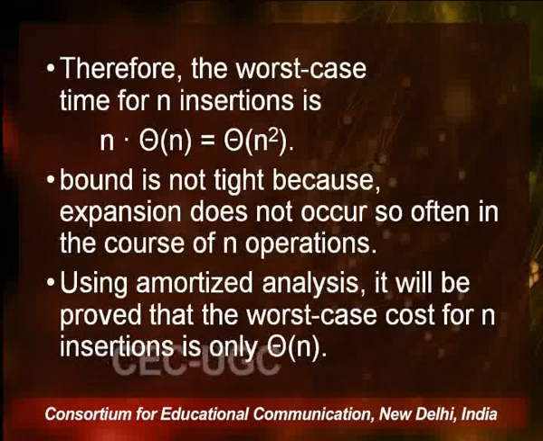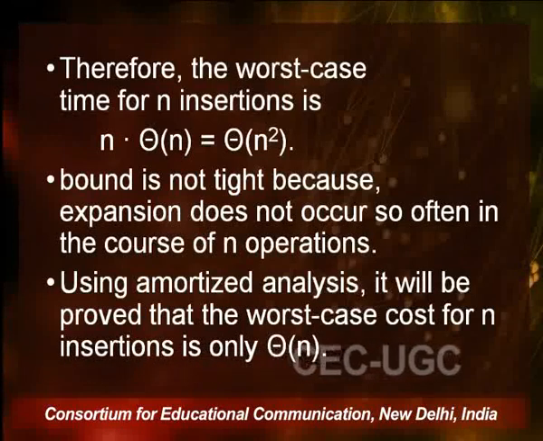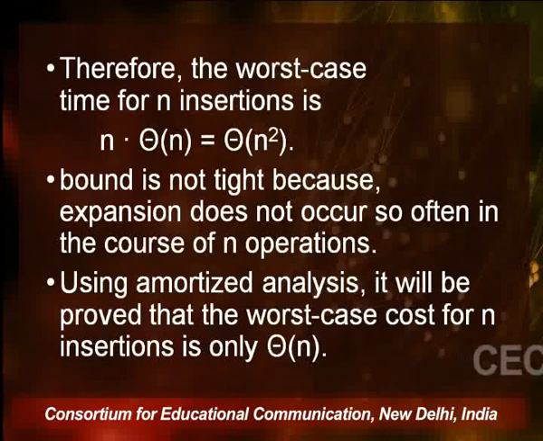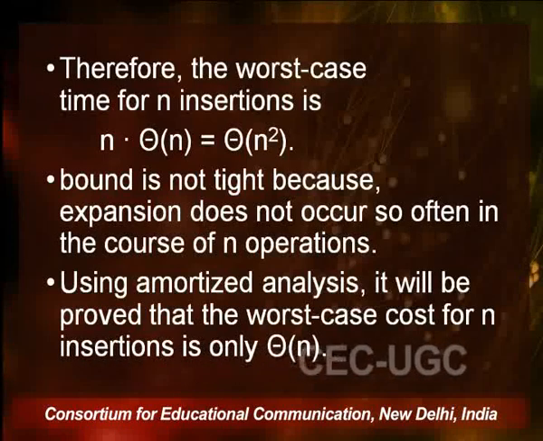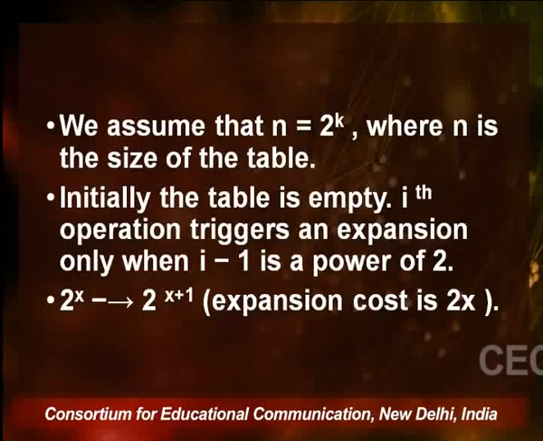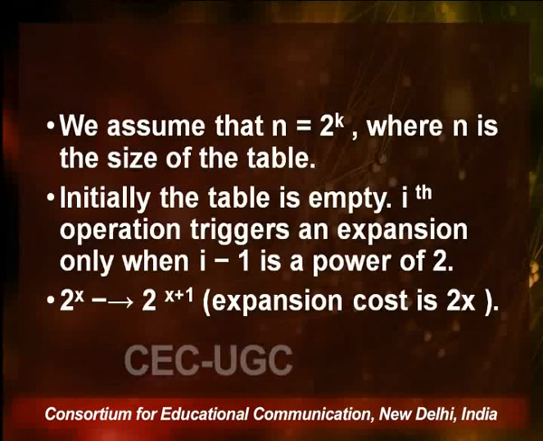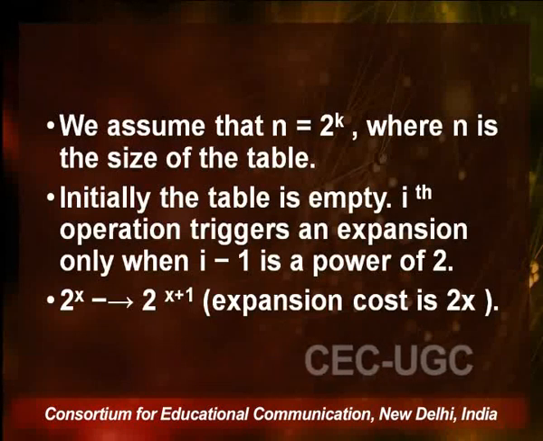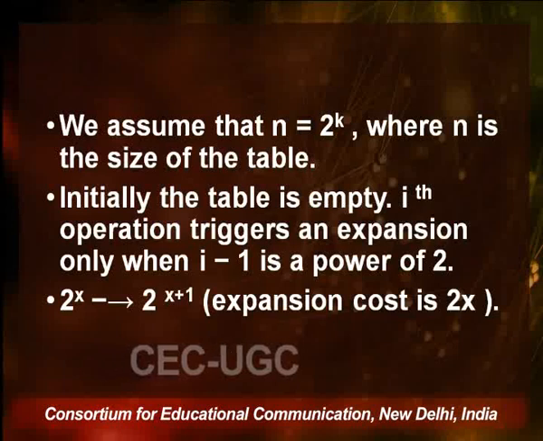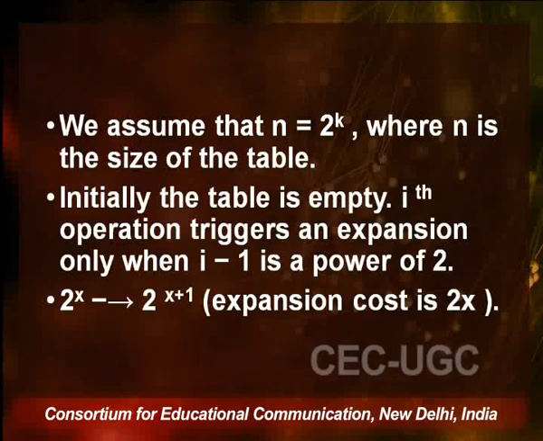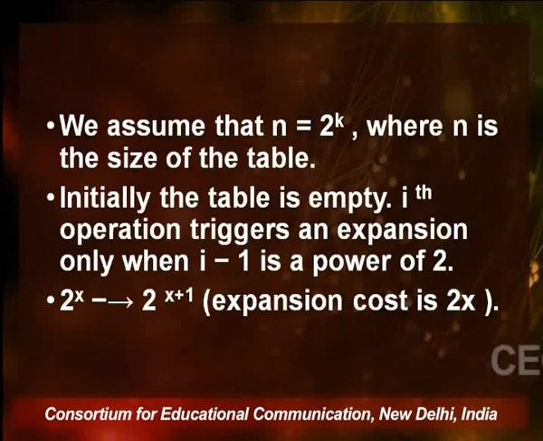So how are we going to prove it? The bottom line here is that this expansion does not occur so often. This expansion is not occurring very frequently, and we have already assumed that n, the size of the table, is 2 to the power k. So the table size is always a factor of 2, or in multiples of 2, that is, 2 to the power k.